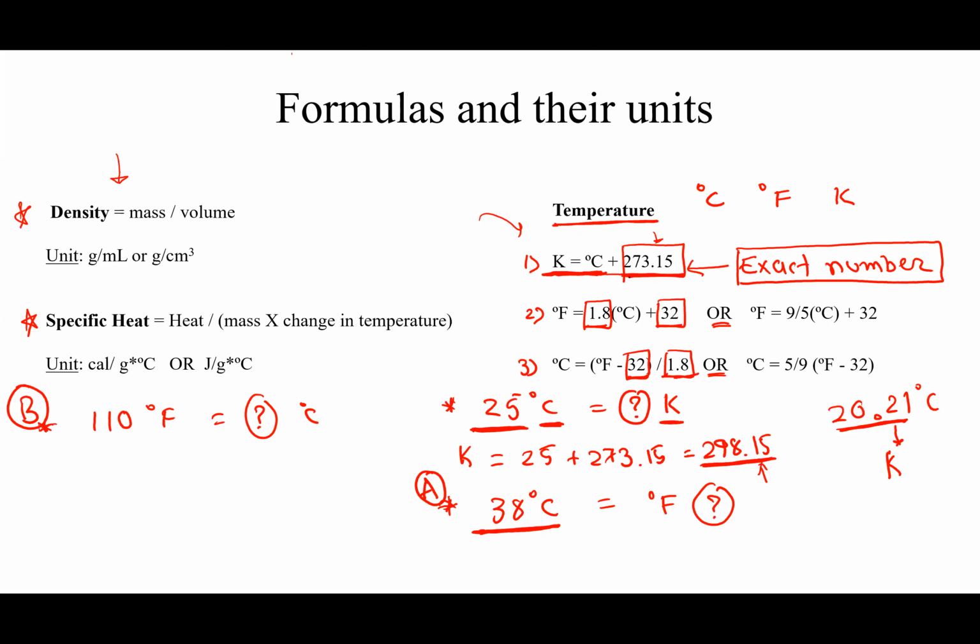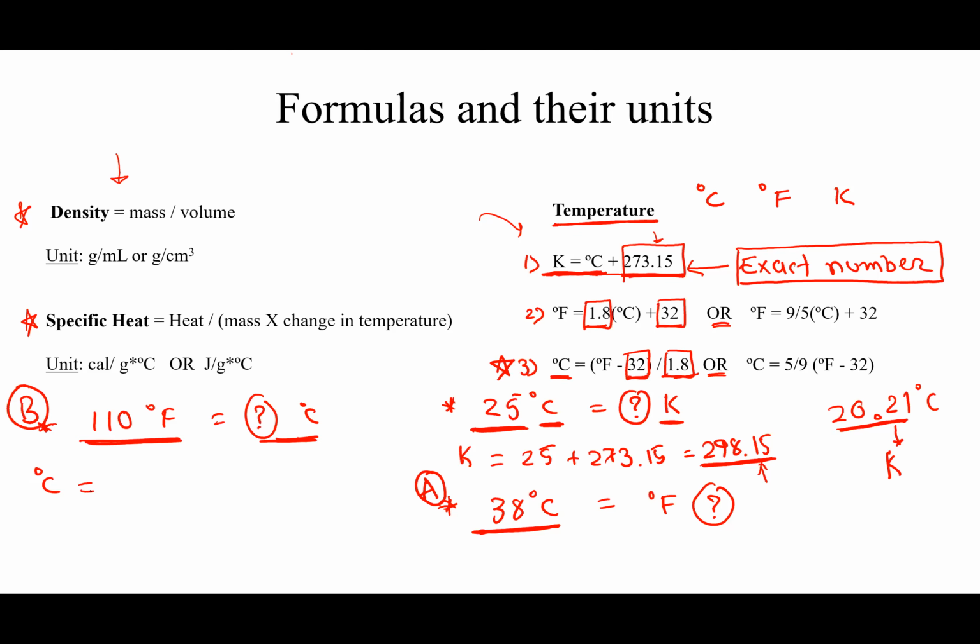All right, so let's try to solve one of these problems. I think A is kind of easy, so I'm just going to solve problem number B, in which I have given you the temperature in degrees Fahrenheit and I'm asking you for degrees Celsius. To make it easier for us, we can use formula number 3. Why? Because it has degrees Celsius on one side of the equation and degrees Fahrenheit and everything else on the other side. This way it's easier for us to plug in the values.